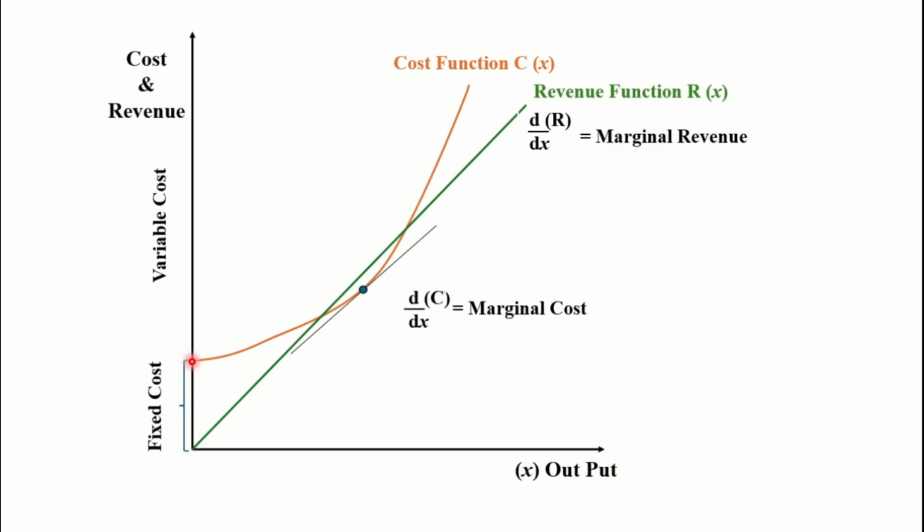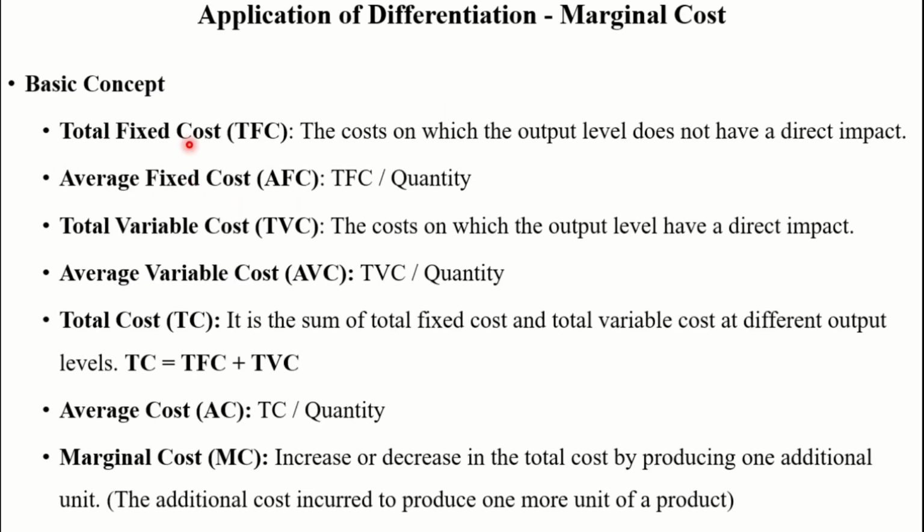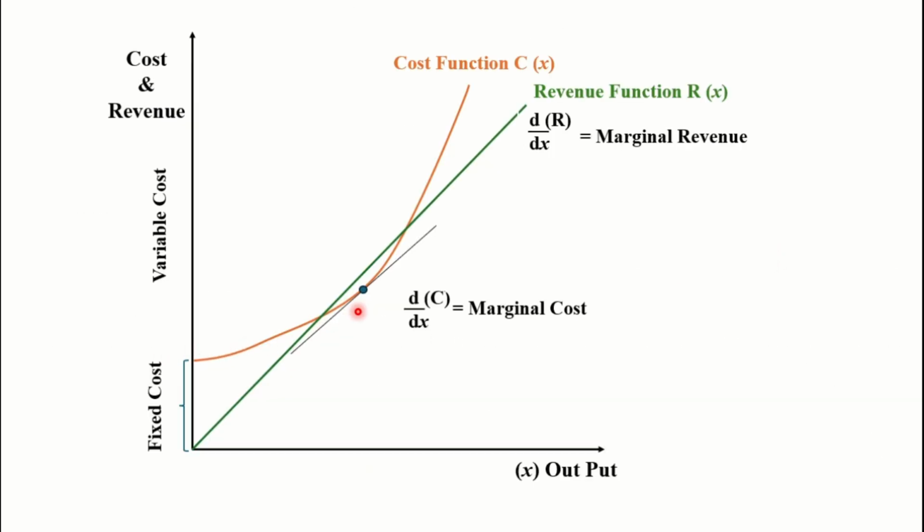Then the variable cost, you can see the graph of the cost function. Here the fixed cost is completed, then the variable cost graph, that is the cost function. Cost is a function of output. Output is represented by x. As we increase our output, the variable cost increases. That's why, in the definition we have seen, total fixed cost is a cost on which the output level does not have a direct impact, and variable cost is the cost on which the output level has a direct impact, which we can see in this graph.